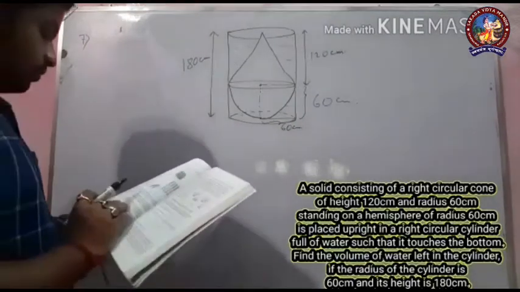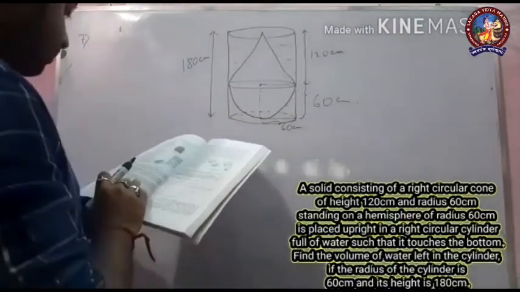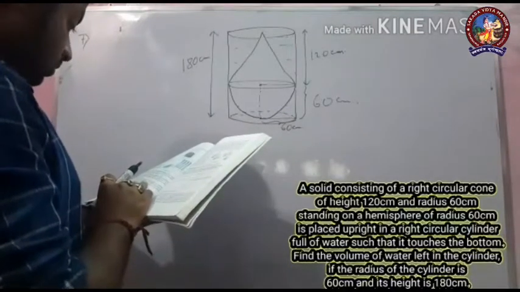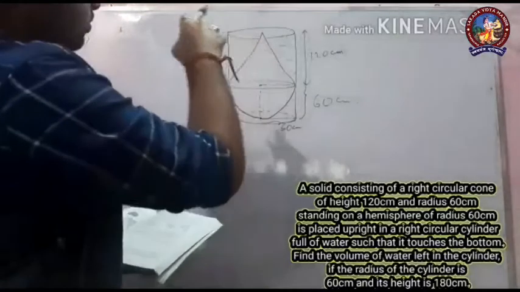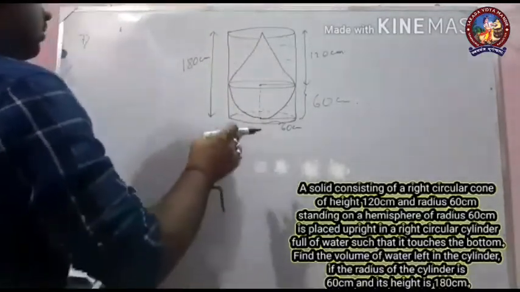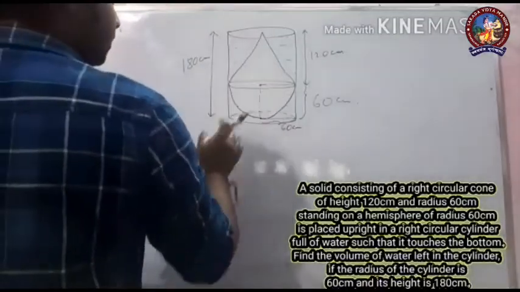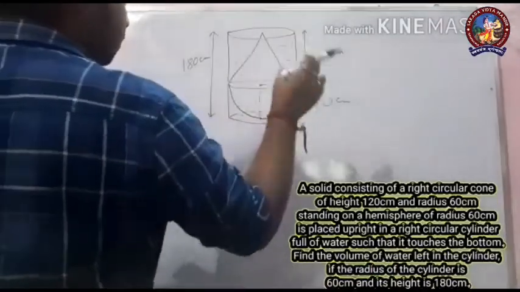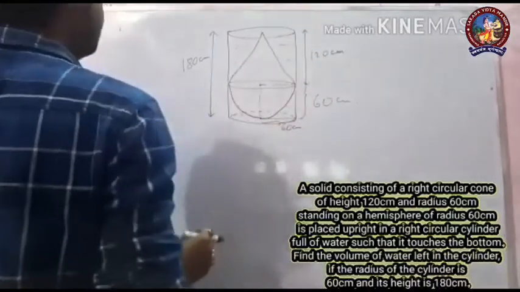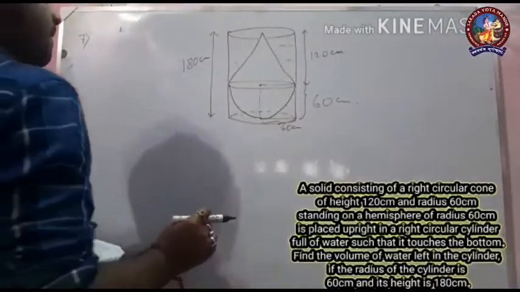Okay, now I have to calculate the volume of water left in the cylinder. Initially it was totally filled up with water. Now after placing the cone and hemisphere in it, some amount of water flowed out, and I have to calculate that flowed out water. Okay.